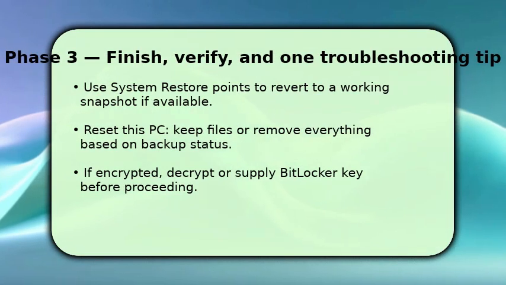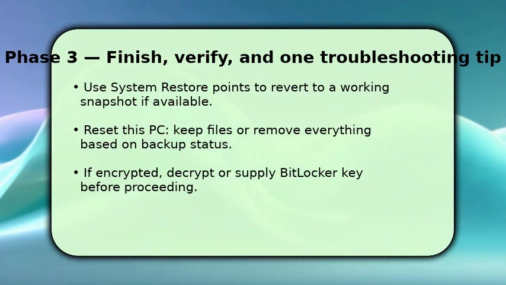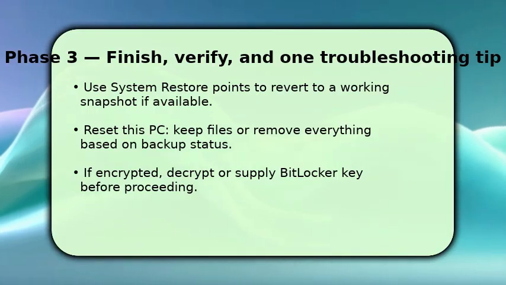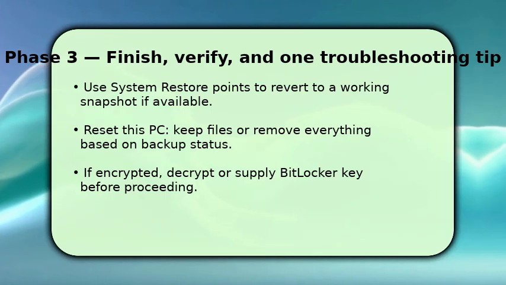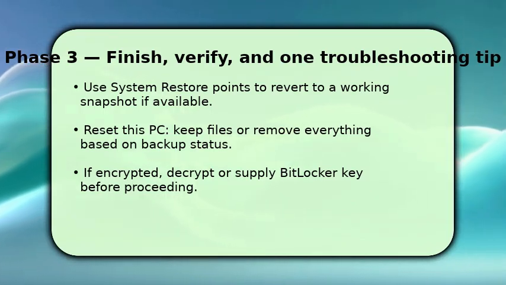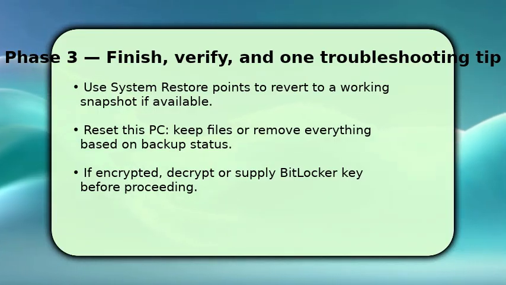If system restore points exist, use them first because they preserve apps and settings. If not, choose Reset this PC, select Keep My Files to retain personal data, or remove everything for a clean reinstall. The latter is best for stubborn corruption. Make sure BitLocker is suspended or the recovery key is entered before reset.